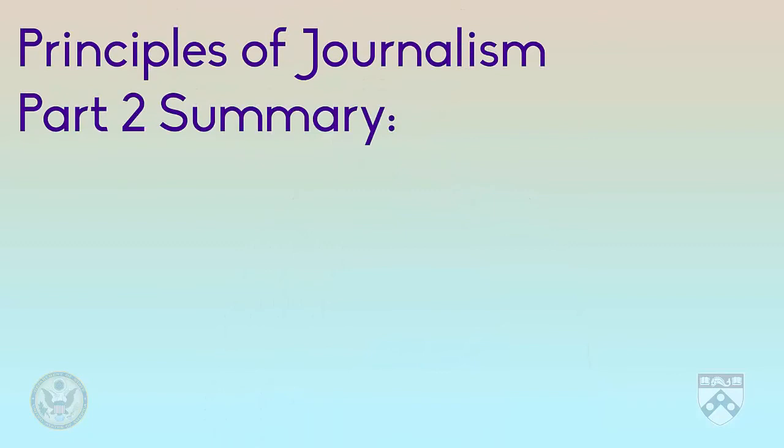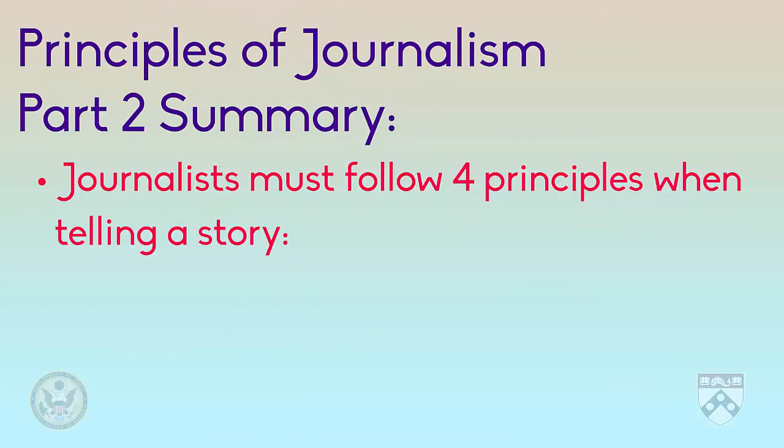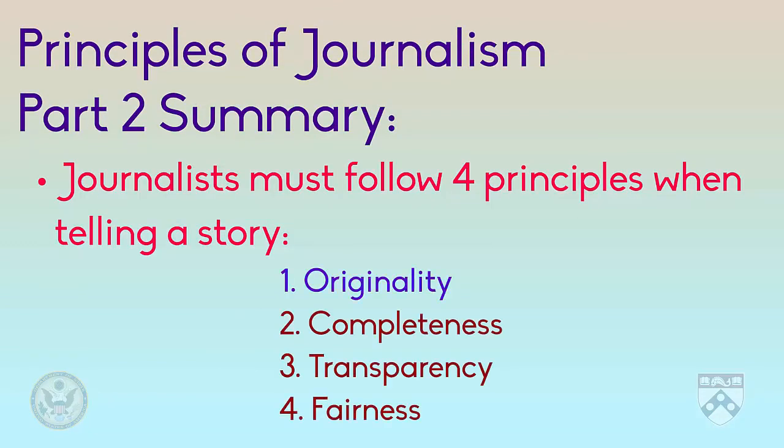So, to summarize, in this video, we looked at the principles of originality, using your own words, completeness, writing the whole story, transparency, making your process clear to the reader, and finally, fairness, writing accurately without bias. Next, you'll read an article about challenges that journalists face in today's world as they try to use these principles.